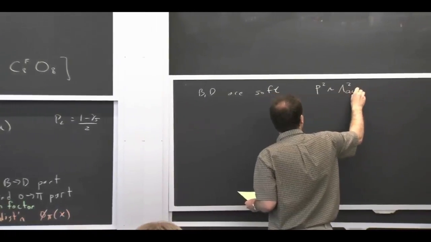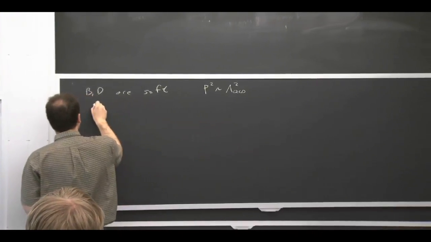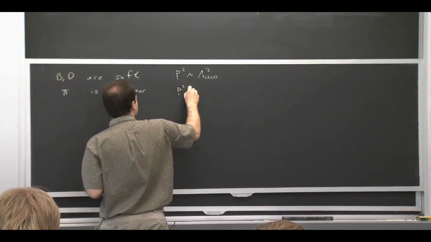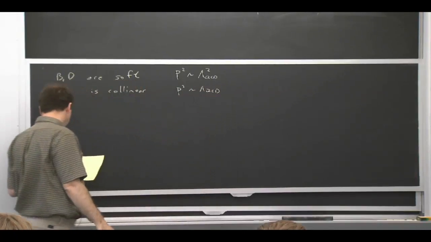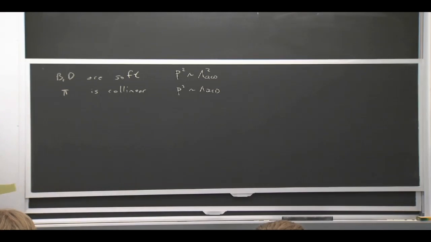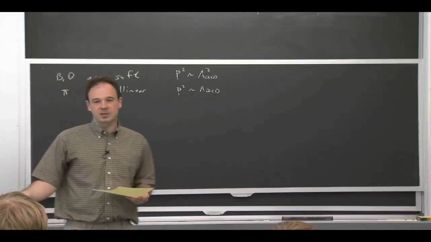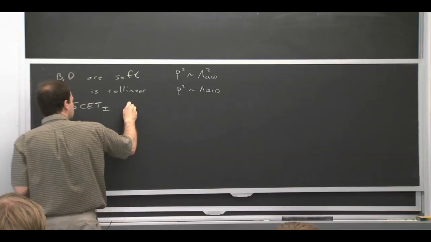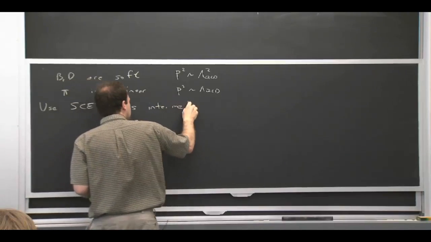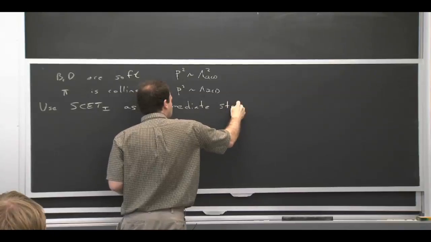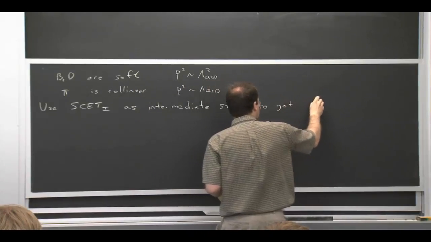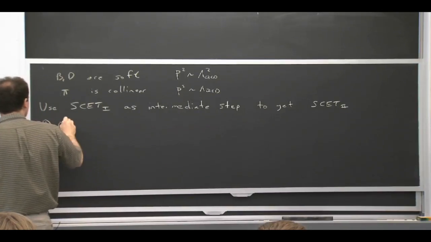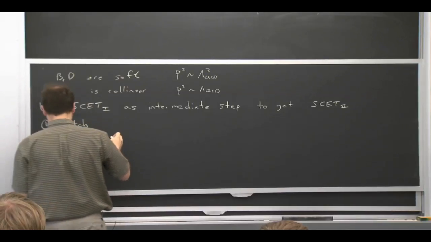So the B and D have p squared of order lambda QCD squared for their constituents. The pion is collinear, and its constituents have p squared of order lambda QCD squared, but they're boosted. We can again use SCT. This is SCT2, but we can use SCT1 as an intermediate step, just like we talked about last time. So let's do that again. So step one was to match QCD onto SCT1.